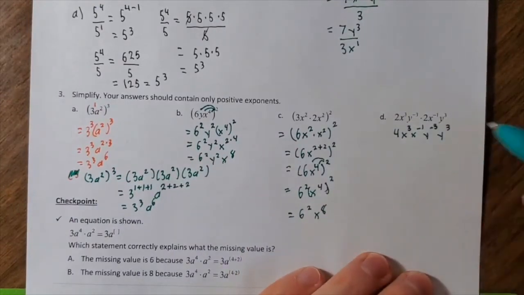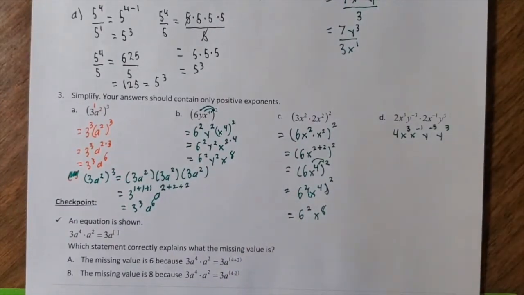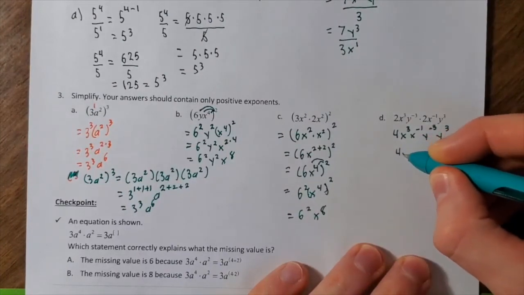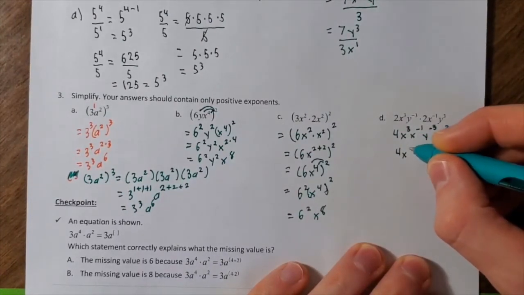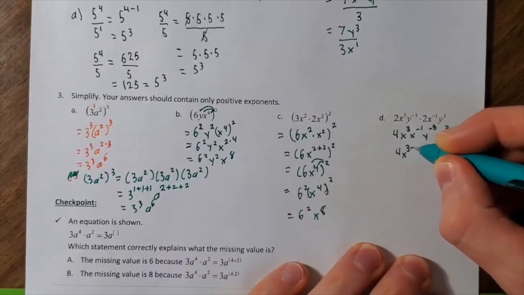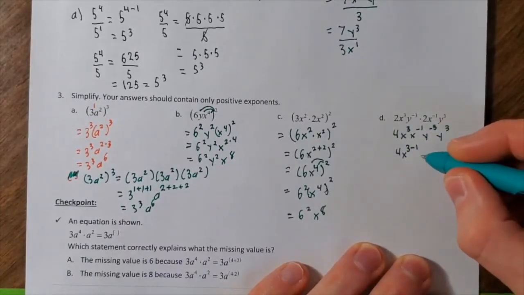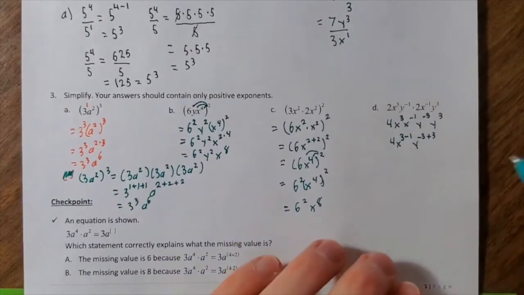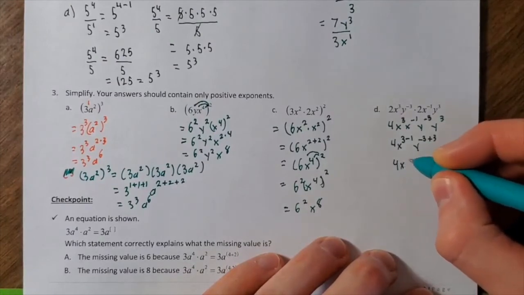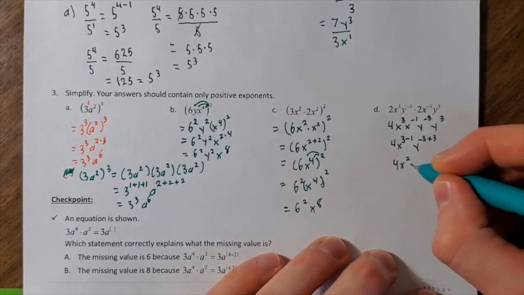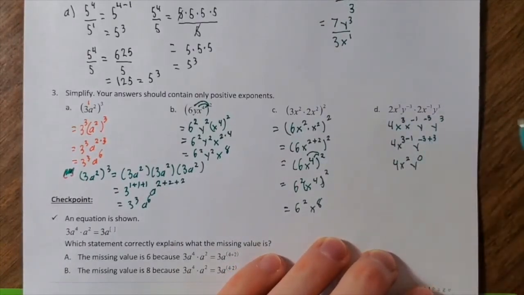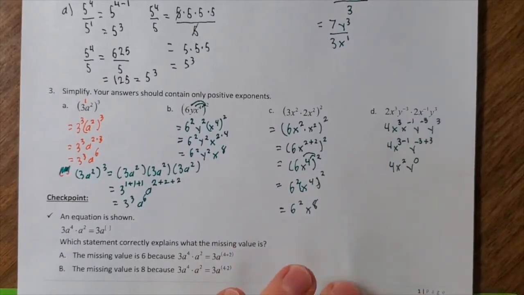Now when we do our power rule, our product rule, our first rule, we can simply add our exponents together for our like bases here. So we'll get x to the 3 minus 1, because that's plus negative 1, times y to the negative 3 plus 3. And this will get us 4x squared times y to the 0 power.